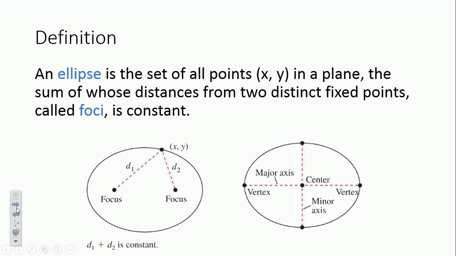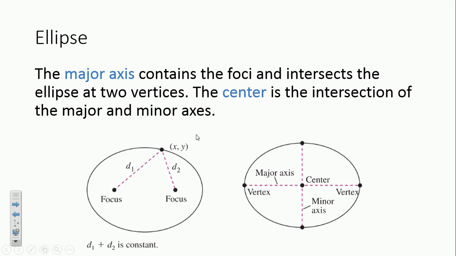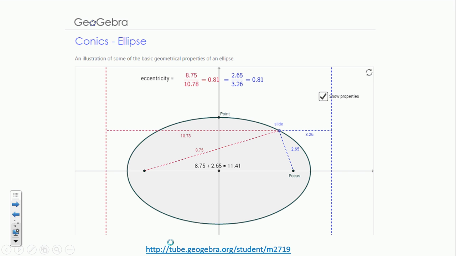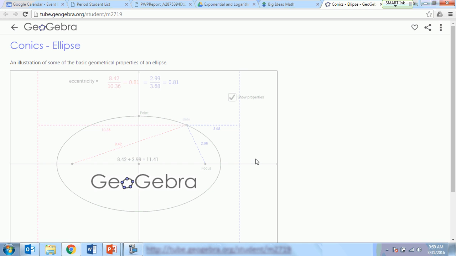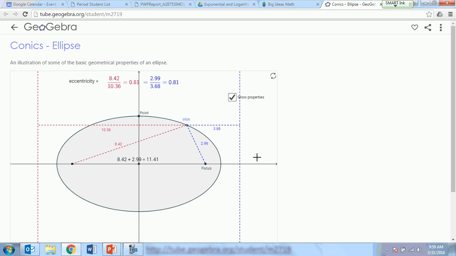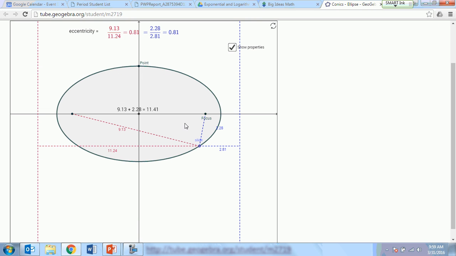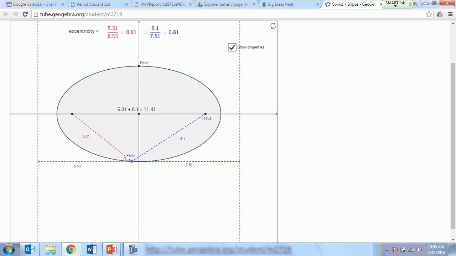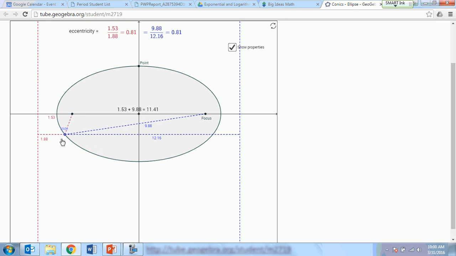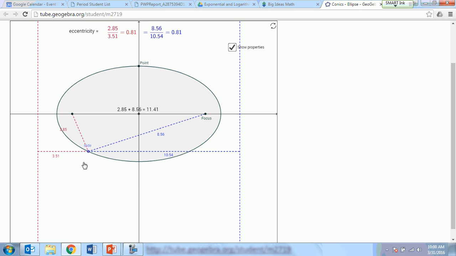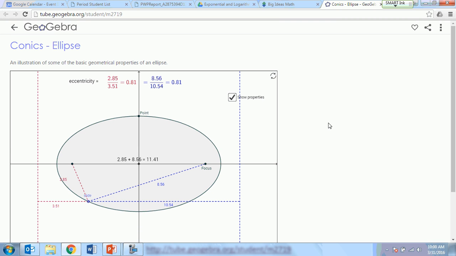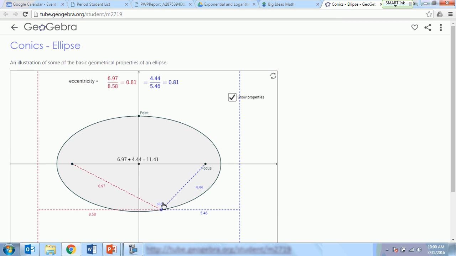All right, so I have a GeoGebra example, so you can see how this works. So we have this ellipse, and we have a point on here that is tracing its way around. And notice how those 2 distances, the sum of those 2 distances between the foci and the ellipse, is always consistent. Doesn't matter where we go.